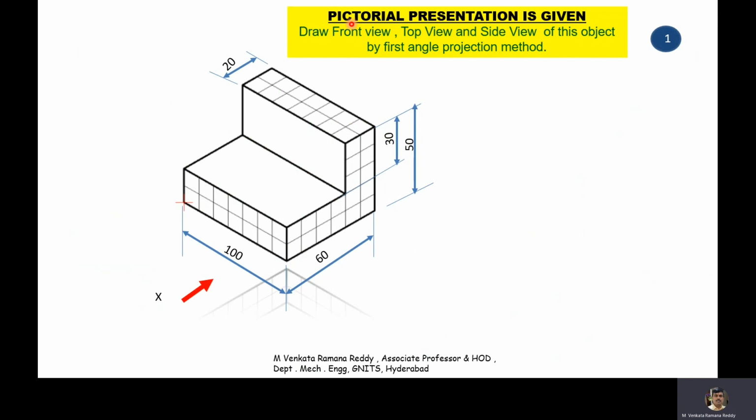The given problem: a pictorial presentation is given. Draw front view, top view and side view of this object by first angle projection method. Here this is the given object. This direction of arrow indicates the front view. So the direction of the arrow indicates the front view. This is the pictorial view. From this pictorial view, we need to draw front view, top view, side view.